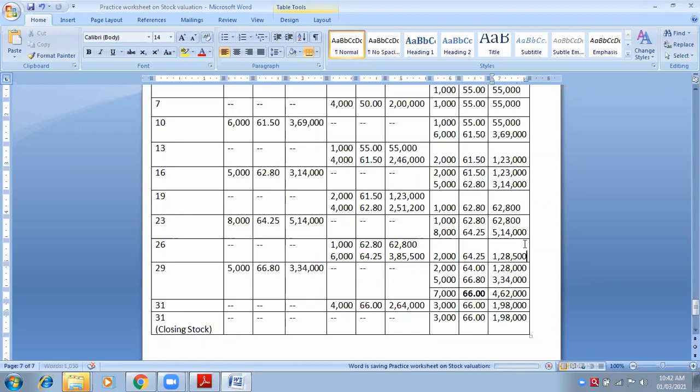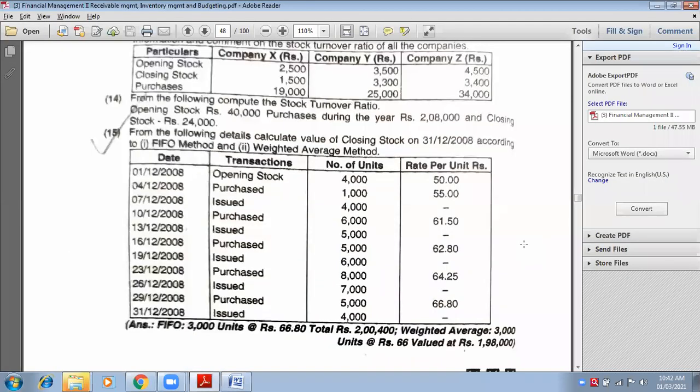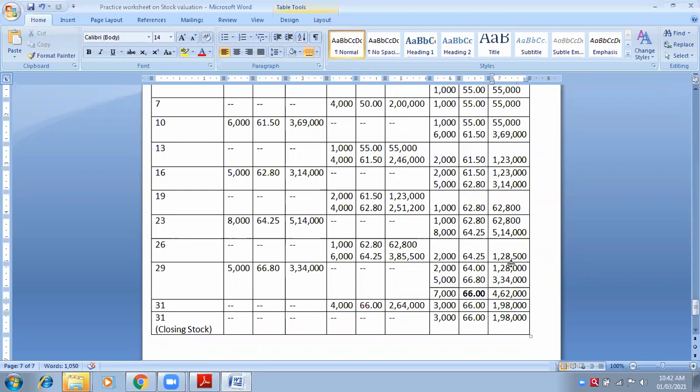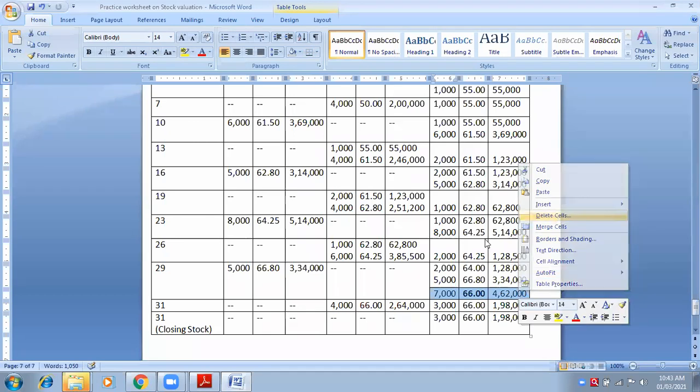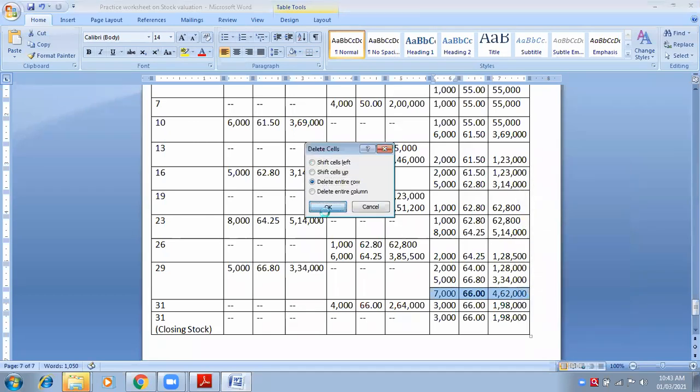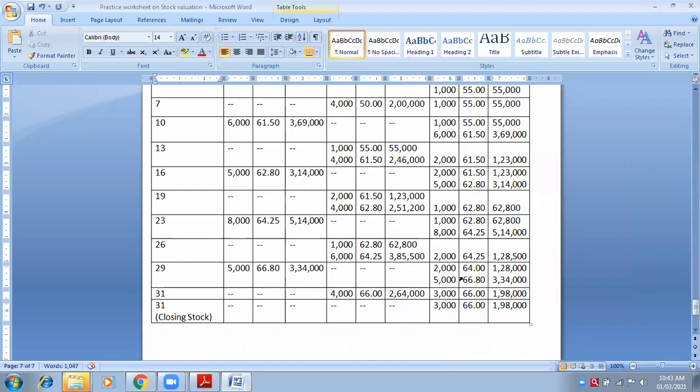Okay. Now next date, 29th date. Purchased 5,000 units at the rate 66.80. So here 29th date, 5,000, show it in the receipt column. 5,000 units at the rate 66.80, and the amount will be 3,34,000. Now we need to just copy down the balance in the balance column. First, what will be copied down? Directly 5,000. Can we write directly 5,000?